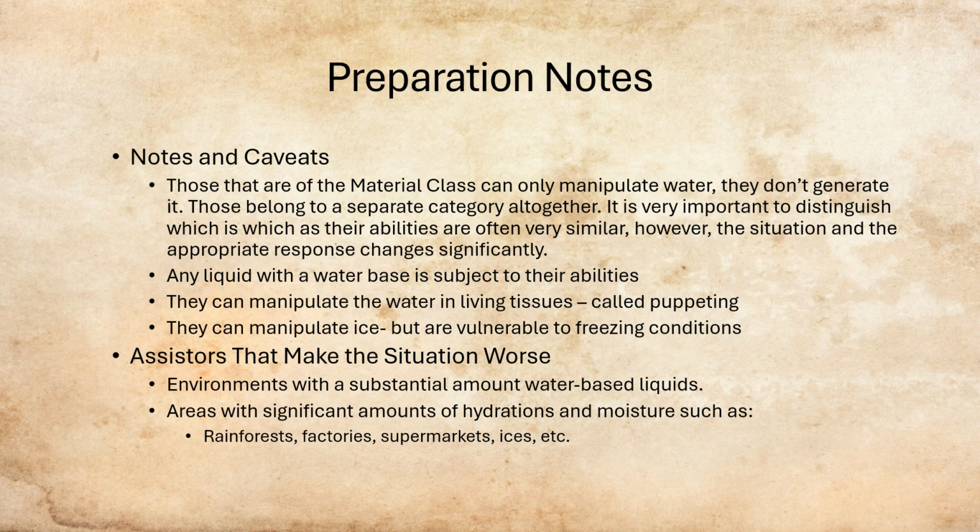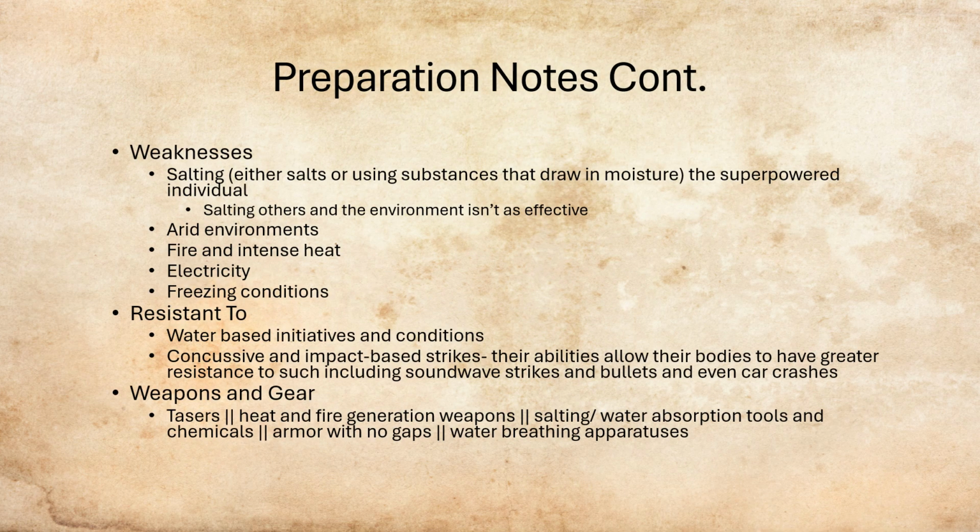Assisters that make the situation worse: environments with a substantial amount of water-based liquids, areas with significant amounts of hydration and moisture, such as rainforests, factories, supermarkets, ice rinks, etc. Weaknesses include salting, either salts or using substances that draw in moisture from the superpowered individual. Salting others in the environment isn't as effective. Also arid environments, fire and intense heat, electricity, and freezing conditions.